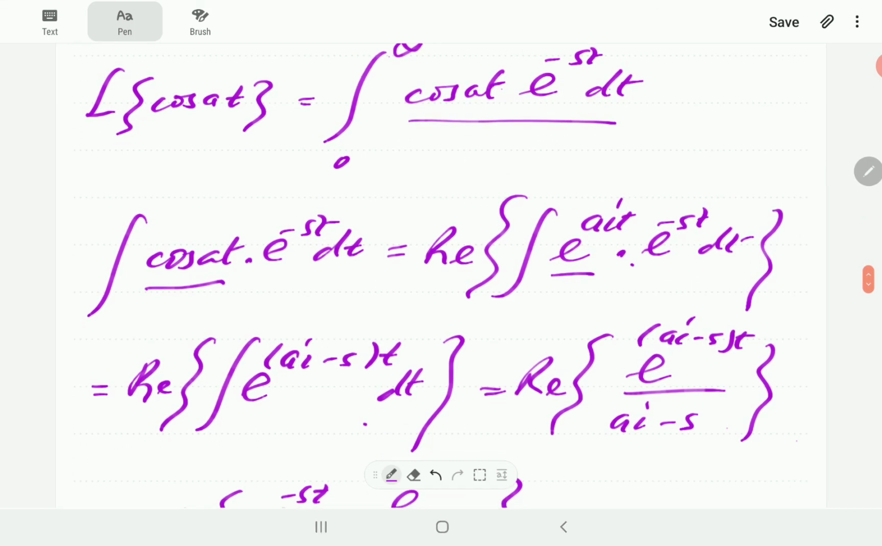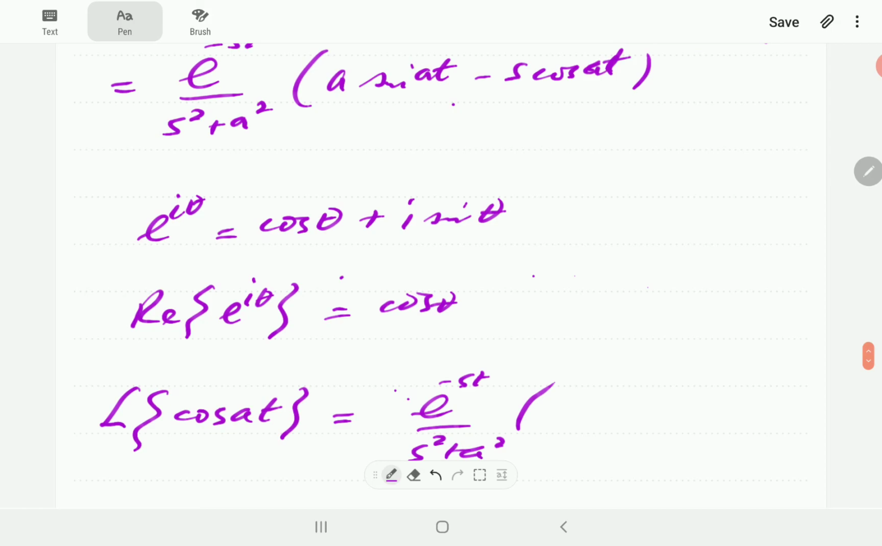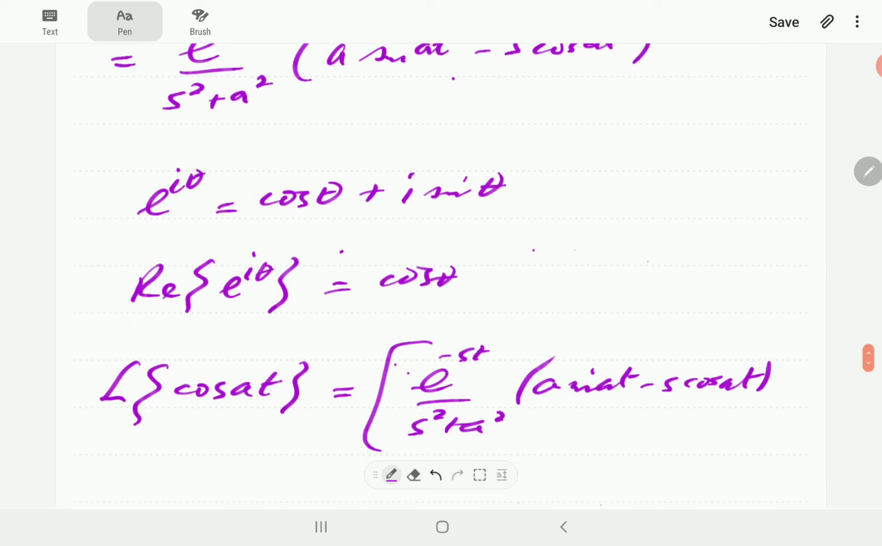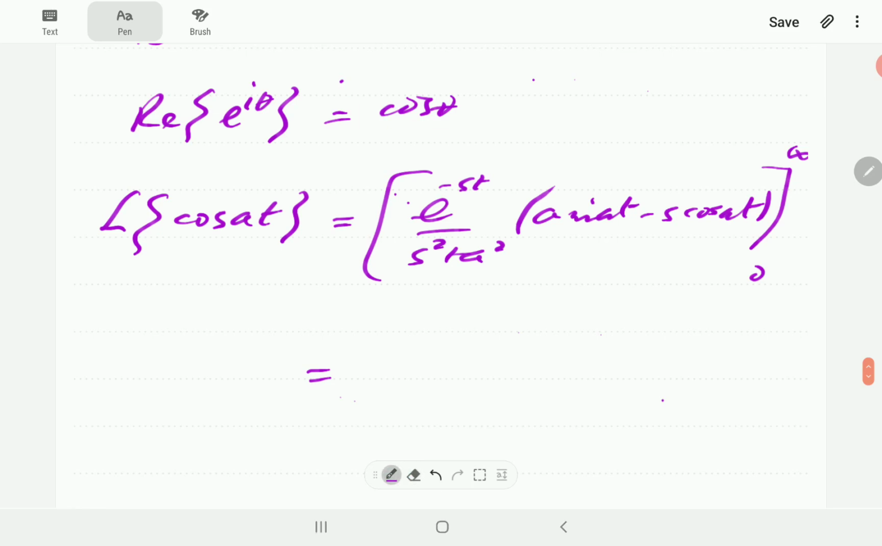So then we need to apply the limits. So the Laplace transform of cosine of at is going to be e to the minus st over s squared plus a squared times a sine at plus s cosine at, from 0 to infinity. Now as t goes to infinity, this term goes to 0. These terms just remain between 0 and 1. So that means as t goes to infinity, this whole thing is going to go to 0. And then minus, when t is 0, this is going to be 0 and this is going to be 1. So that's just going to be s over s squared plus a squared.